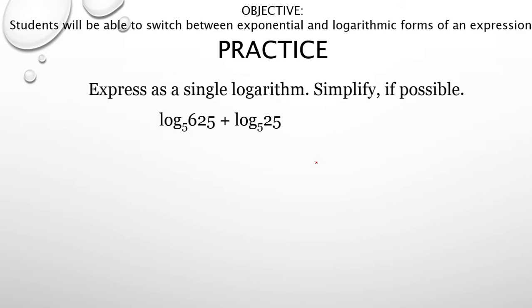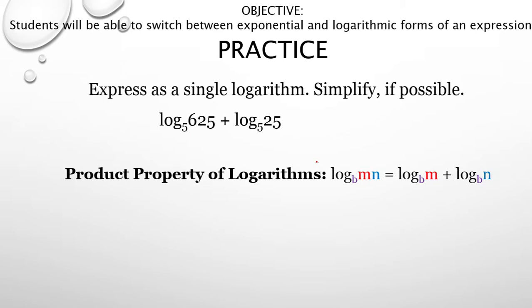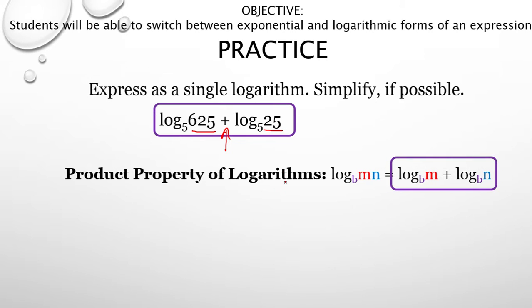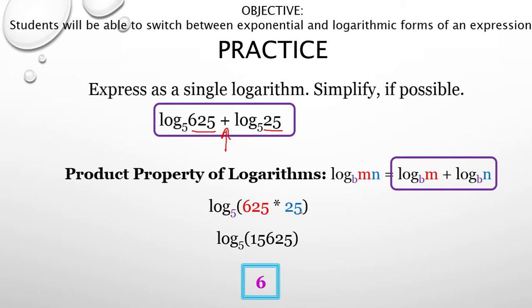Alright, for this one, we have the product property because we are adding the logarithms. So what we want to do is multiply these two numbers together. And when we do that, we get log base 5 of 15,625. Type that into the calculator, you get 6.